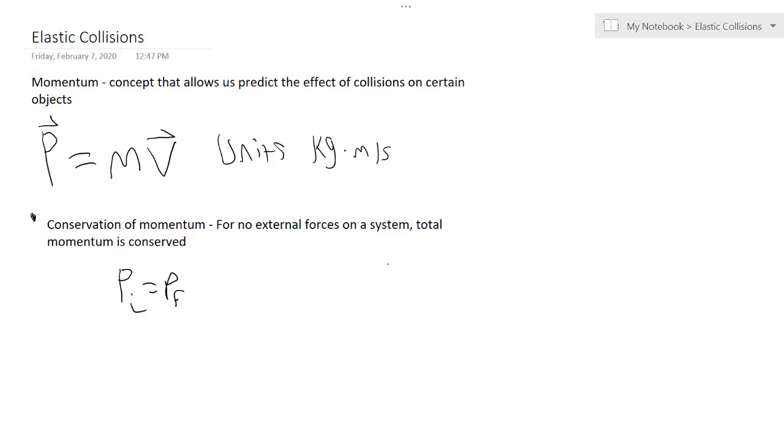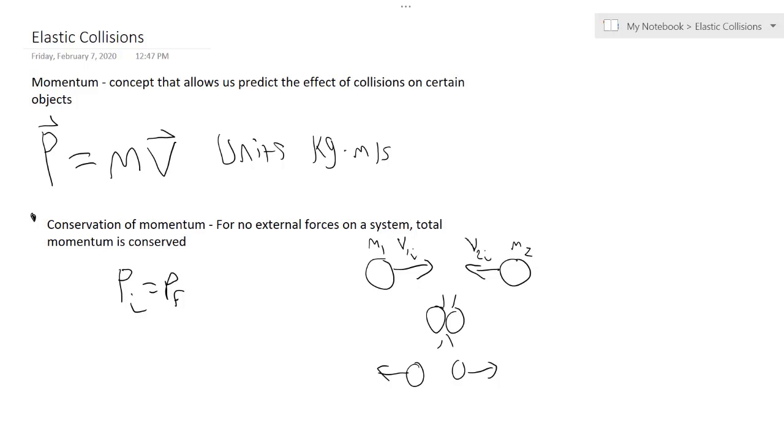For example, if we have two objects colliding in 1D, they collide here, and then they go their separate ways. This has M1 and this has M2, and initially they each have different velocities. Finally, they're going to have different velocities, so label those V1F and V2F. For this collision, Pi is equal to Pf, which means M1 V1 initial plus M2 V2 initial, the total momentum initially, is equal to the total momentum finally, so that's M1 V1F plus M2 V2F.